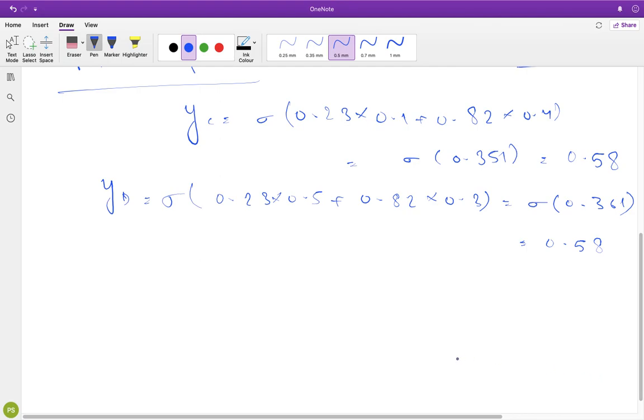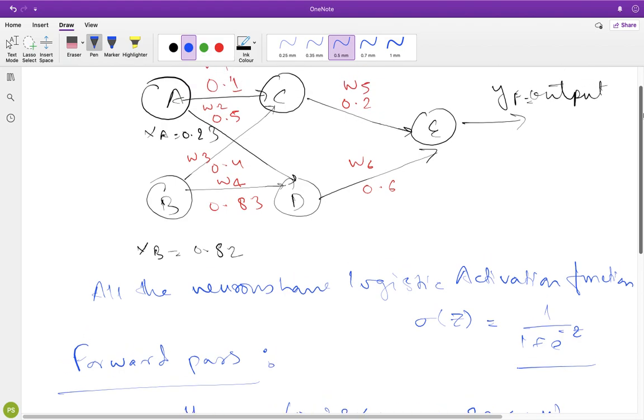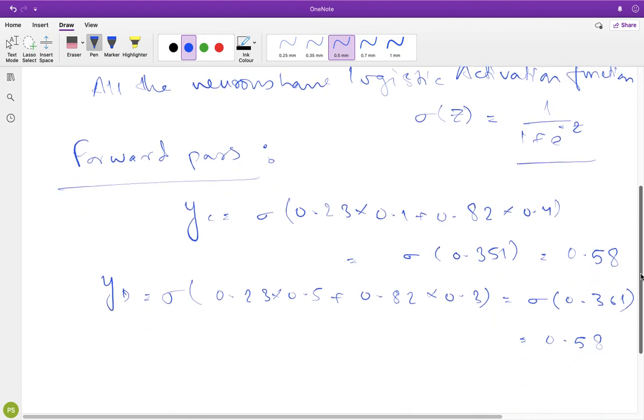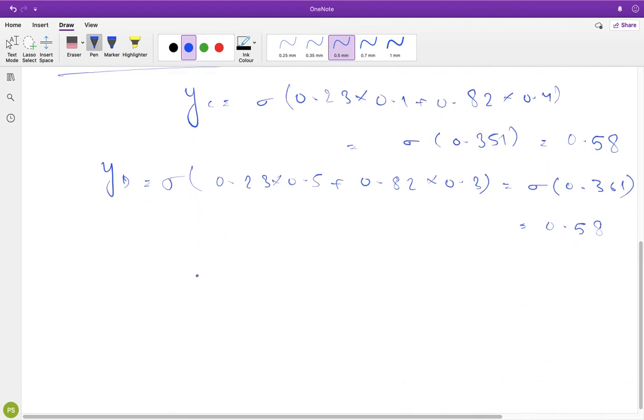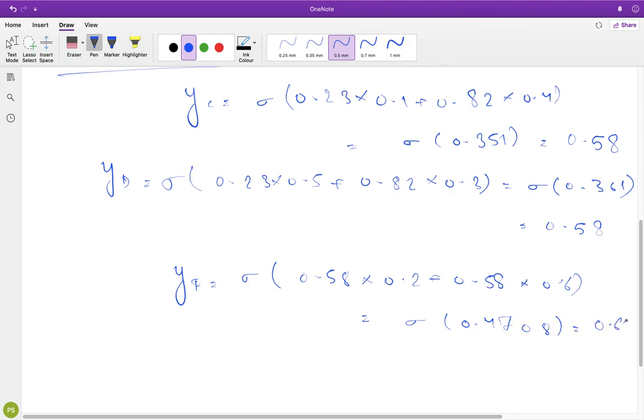So now we will use the outputs of C and D respectively and multiply by their respective weights to compute the output of the final layer. We write the output as YF. That will become 0.58 into 0.2 plus 0.58 into 0.6, which is sigma of 0.4708, which is equal to 0.61.